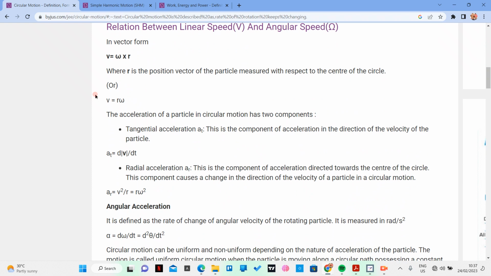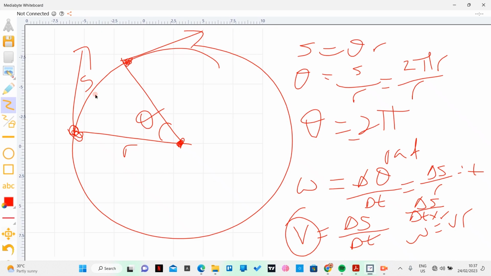Now, another thing you should take note of is your tangential acceleration and your radial acceleration. Your tangential acceleration is the component of the acceleration of the object that is in the same direction as the velocity of the object. So take note that as the object is moving, this is the direction of the linear velocity of the object. Another name you call linear velocity is tangential velocity. Take note of that.